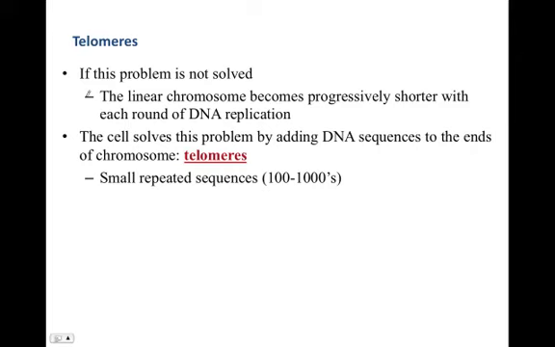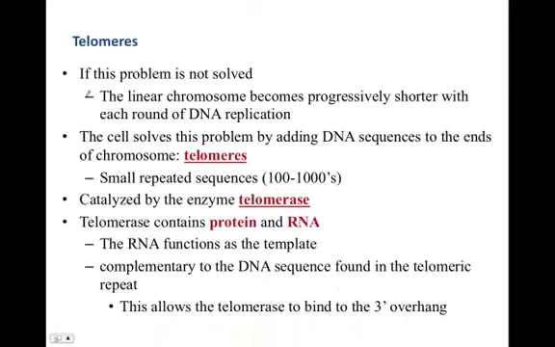The cell solves this problem by adding DNA sequences to the ends of chromosomes called telomeres. And these are small repeated sequences, and there are hundreds to thousands of them at the end of each chromosome. Enzymes called telomerases are able to facilitate the replication at the end of a chromosomal strand. Telomerase contains both protein and RNA, consequently, it can function as its own RNA template. It's complementary to the DNA sequence of telomeres, and this allows for telomerase to bind to the 3' overhang.